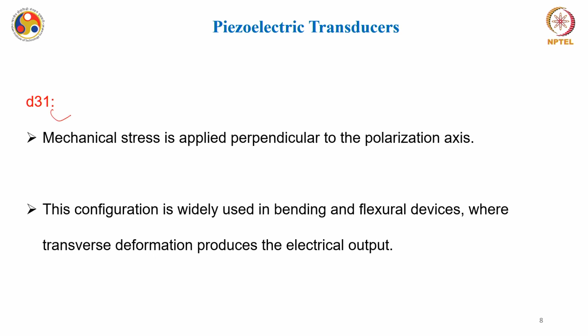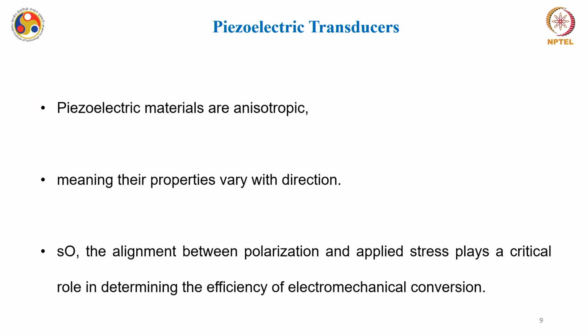So this is the mechanical stress, and the first term is the electrical polarization axis. The mechanical stress here in the D31 term is applied perpendicular to the polarization axis. This D31 configuration is widely used in bending and flexible devices, where transverse deformation produces the electrical output. Now, piezoelectric materials are anisotropic, meaning that their properties vary with direction.